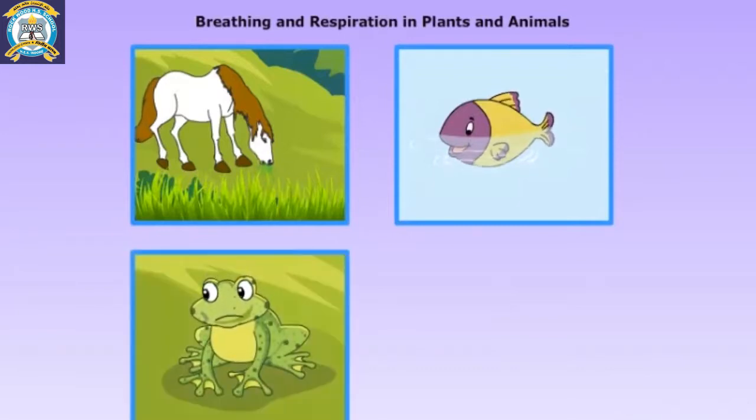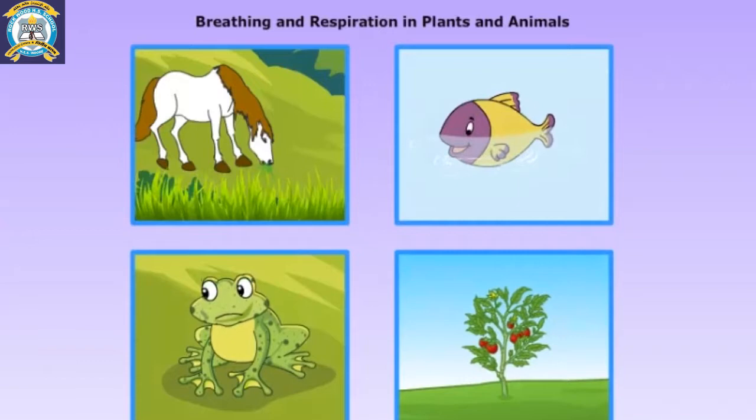Fish, oysters, crabs, and some other aquatic animals breathe through their gills. Some animals such as frogs breathe through their skin when they are in water and through their lungs when on land. Plants breathe through small pores or holes in the leaves called stomata, found on the underside of leaves.